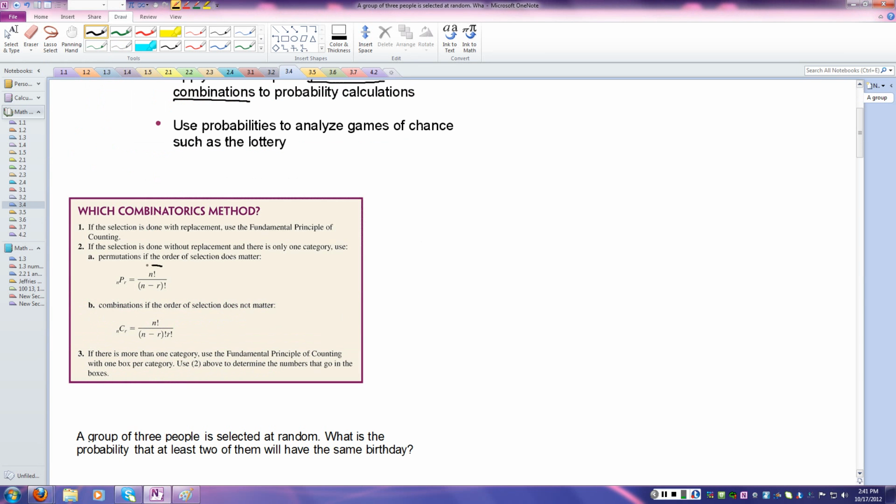So to refresh our memory, we have the permutation formula, where the order of the selection does matter, and the combination formula, where the order of the selection does not matter.